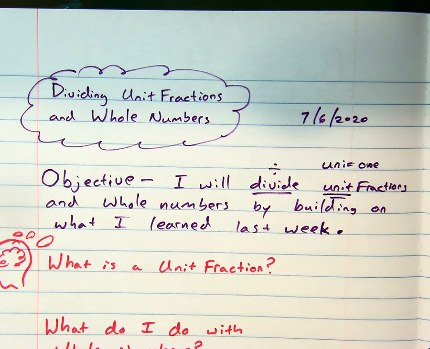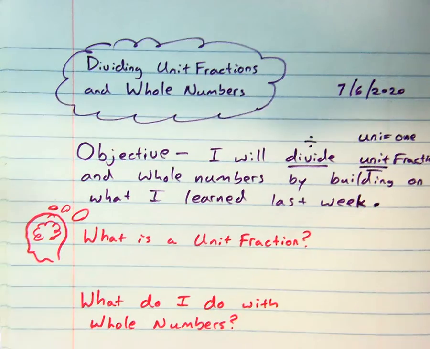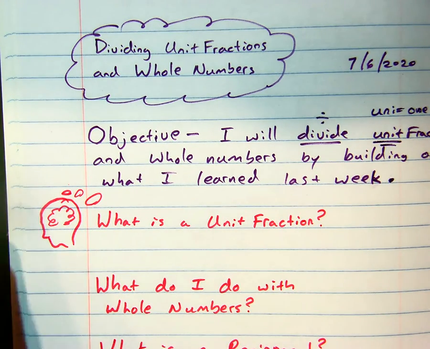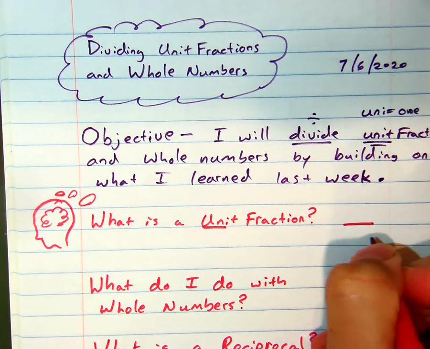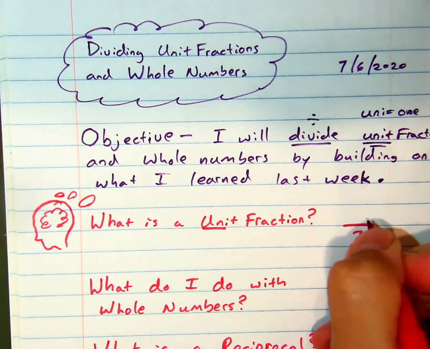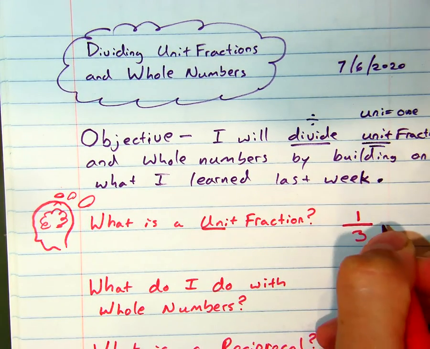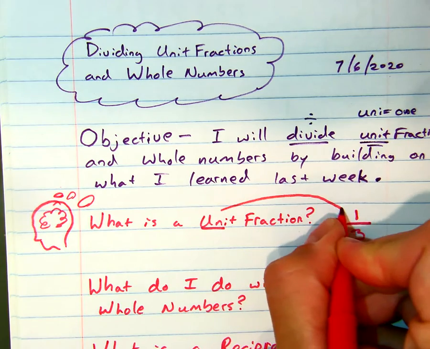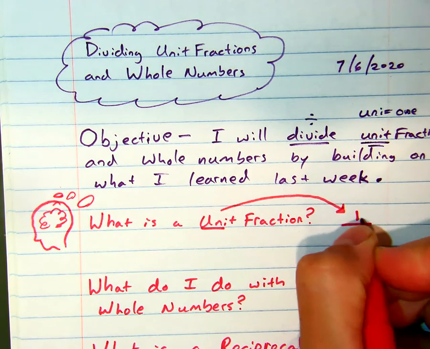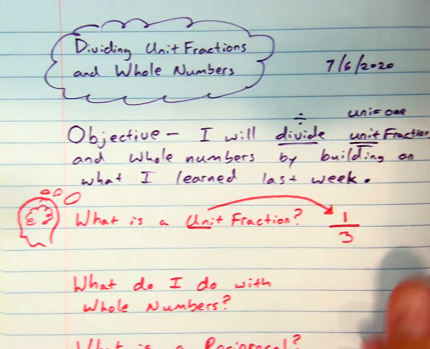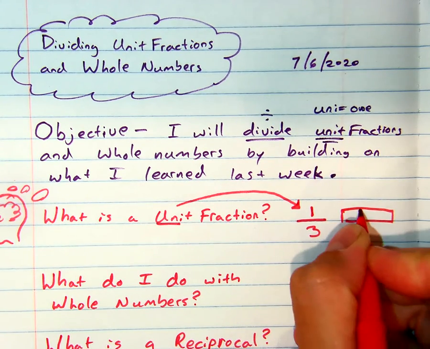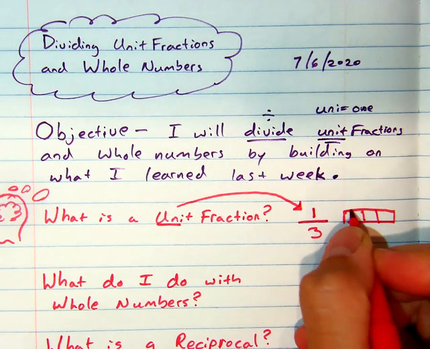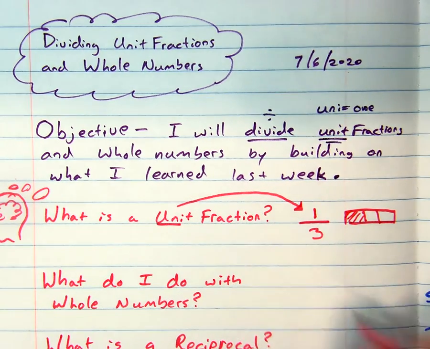All right. And speaking of last week, we have a couple of questions that we need to answer to be successful here. So what is a unit fraction? Keeping in mind, uni means 1. Well, that's going to be any fraction you run into where the numerator, or top number, is 1. So uni is referring to how many of the total pieces. So for this one, if I have one whole and it's split into 3 parts, I've only got one of the 3. That is a unit fraction.